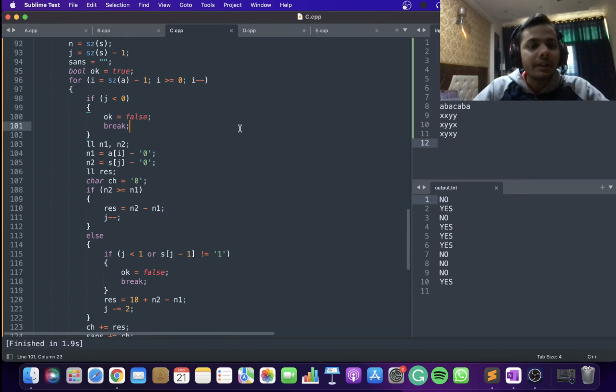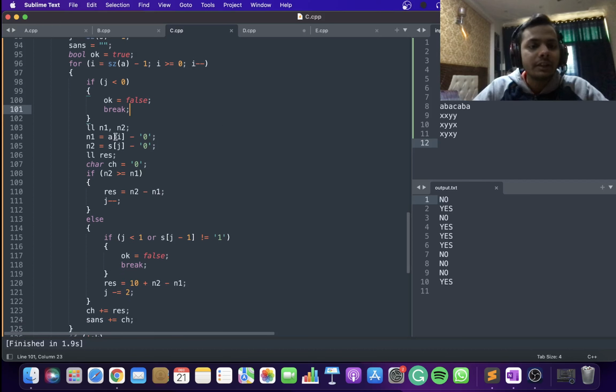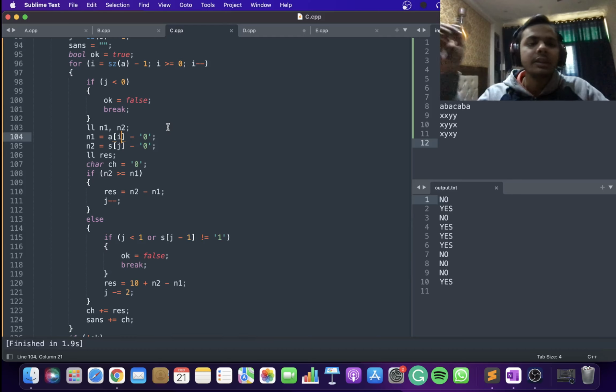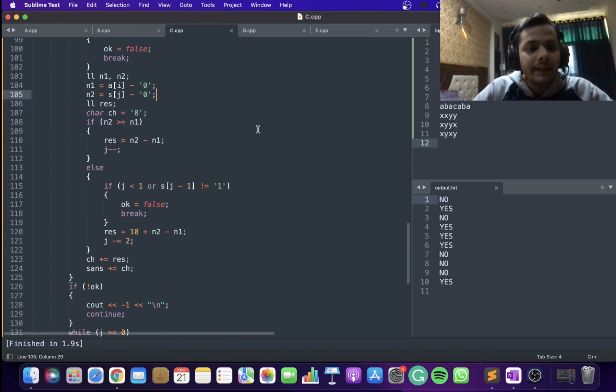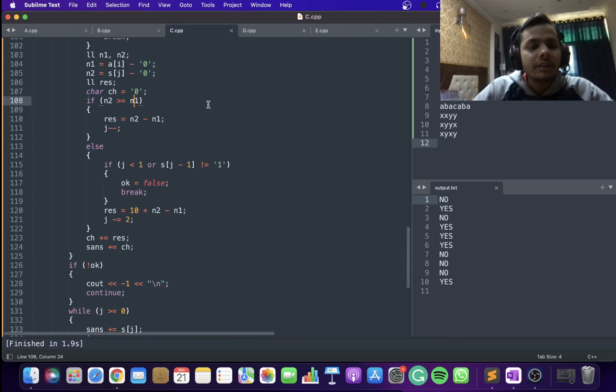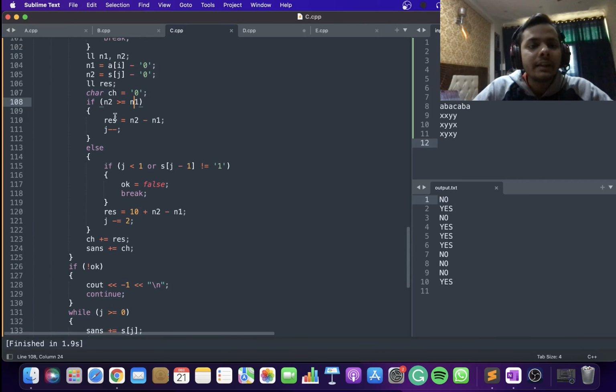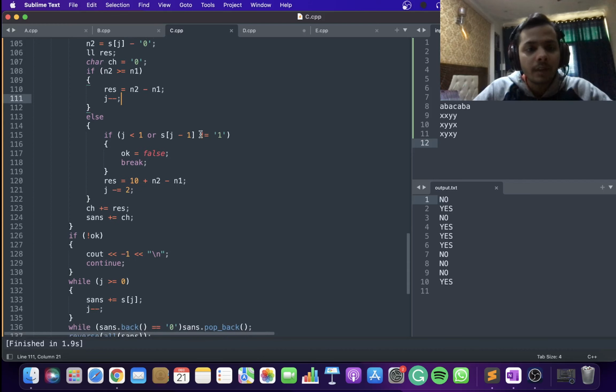Otherwise, if my j is not yet 0, I will look at the corresponding digits n1 and n2, where n1 is the digit at the corresponding position in A, and n2 is the digit at the corresponding position in S. So n1 is a of i minus 0, n2 is s of j minus 0. And then if n2 is greater than or equal to n1, then I don't have to worry about anything. Then my result, which is the digit at the corresponding position in B, will be just n2 minus n1, and I can simply do j minus minus.